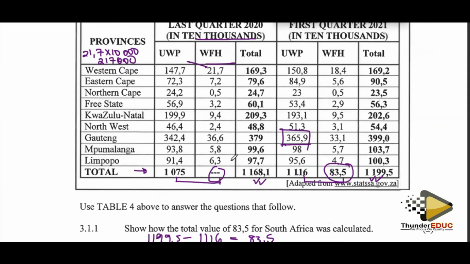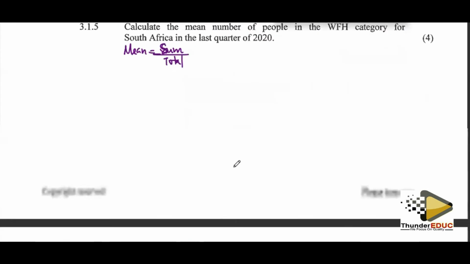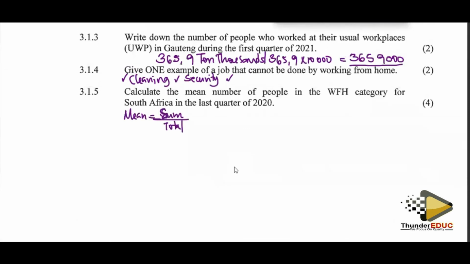Yes. So the easiest way is to look for this value here and divide by 9. Or you add all these values and divide by 9. Either way, but I will use the simplest. So I will look for the total divided by the total.